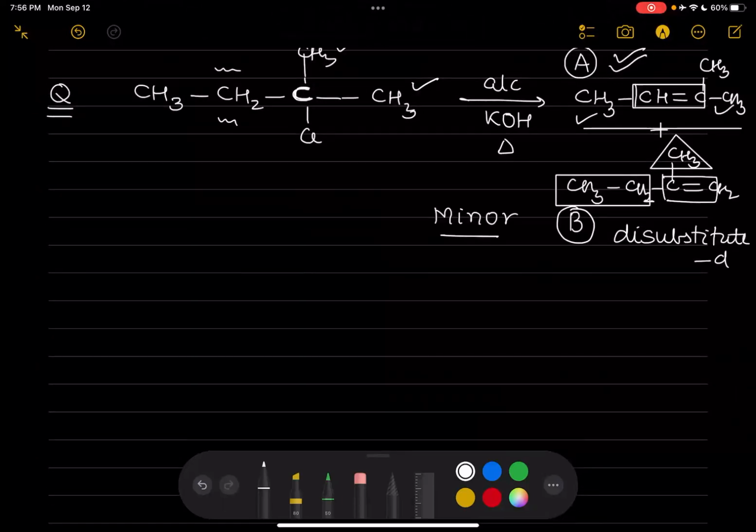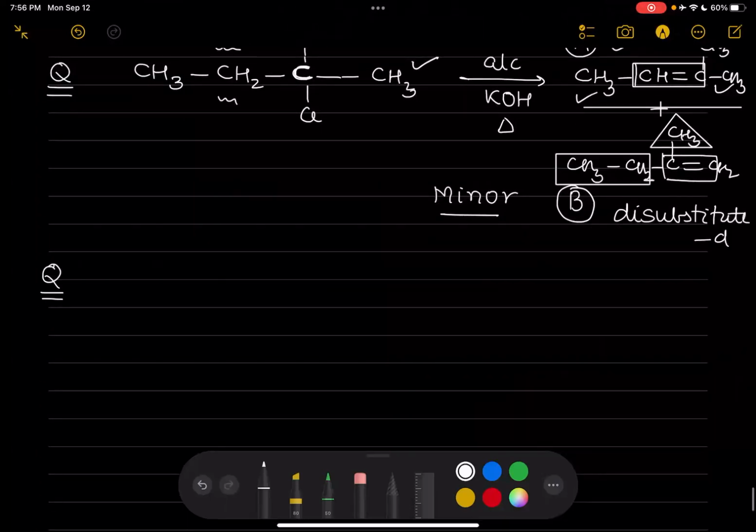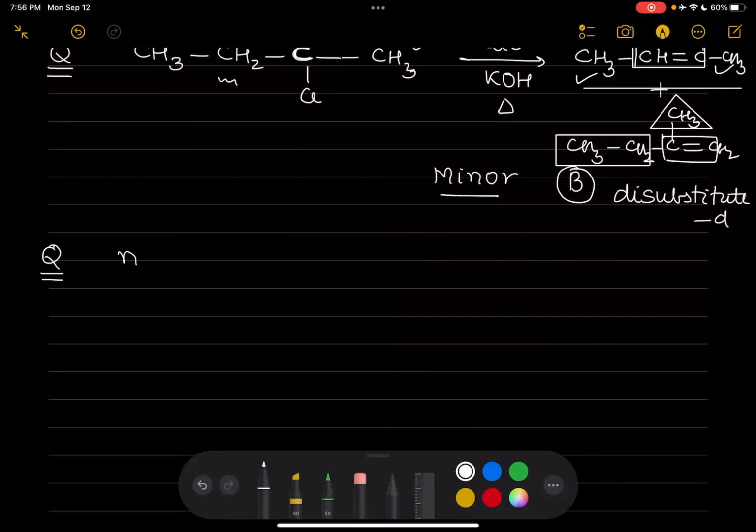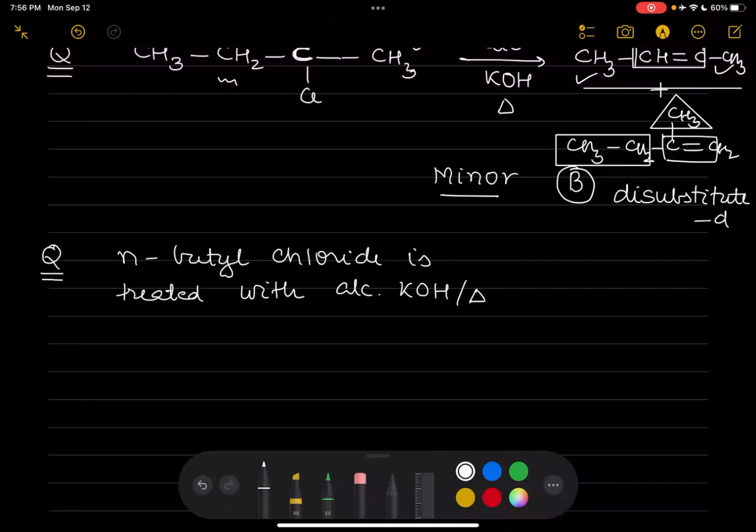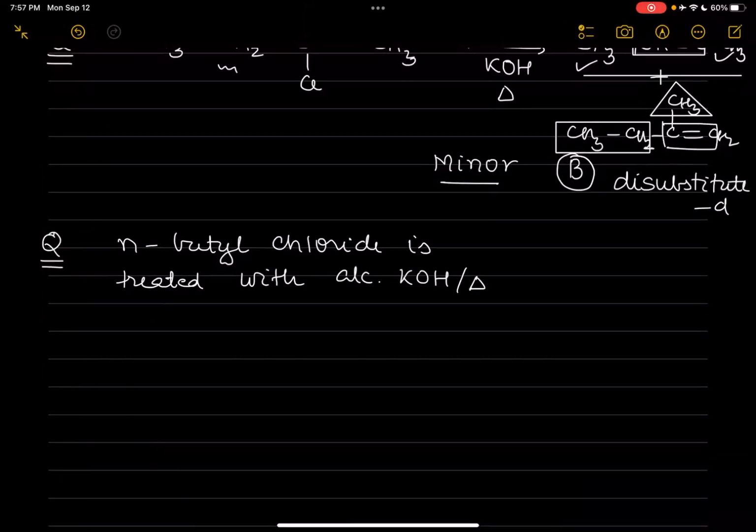So now let's do one question. How many different alkenes will we get if we treat n-butyl chloride with alcoholic KOH? Yeah, what is the name? The IUPAC name of the alkene.